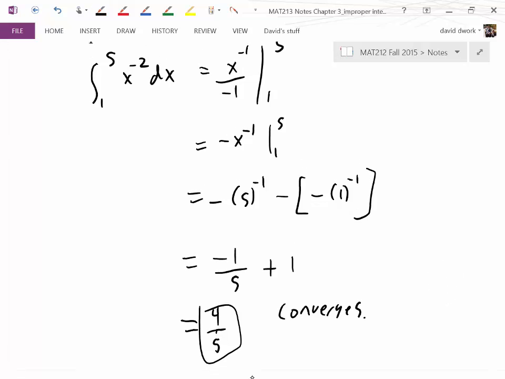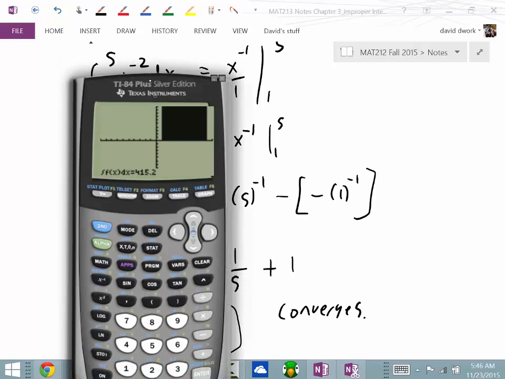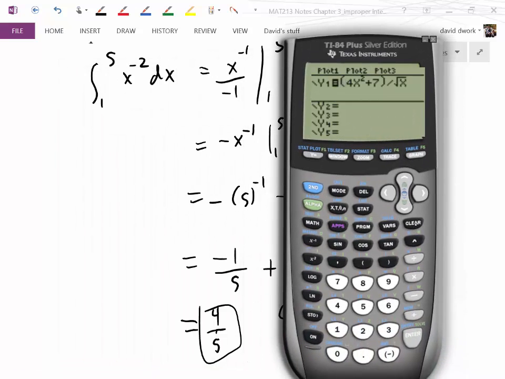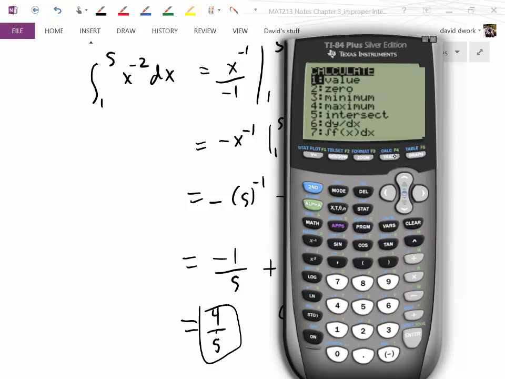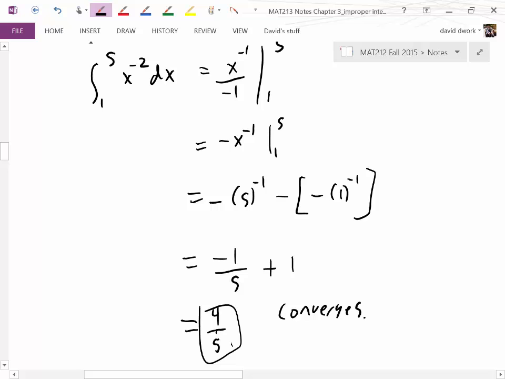Just as a quick reminder, we can also do this in our calculator. We can bring up the calculator and type in the graph that we're integrating over. So it's x to the negative 2. Now we could go ahead and graph it. And we wait a half hour because the calculators are slow. Okay, there we go. Now we're going to go calculate, and option number 7 for integration. Our lower bound would be 1 and the upper bound would be 5. And there we go. Our answer is 0.8, which is the same thing as 4/5.